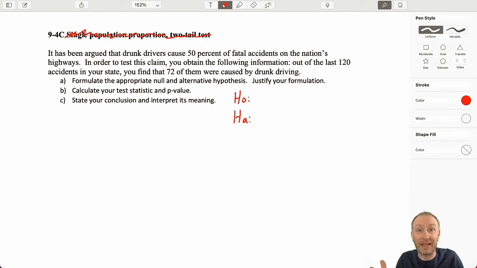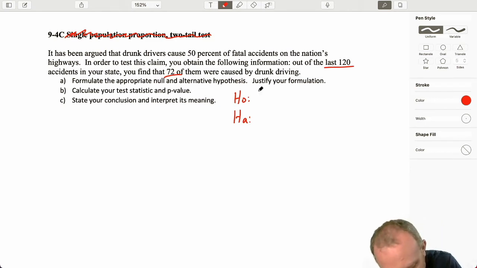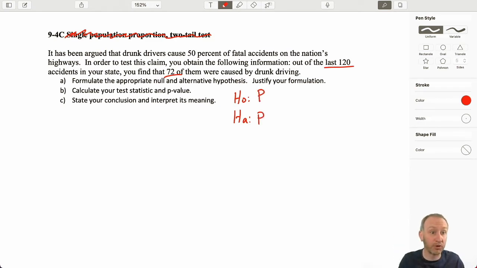When I look at this problem, I can see that it's describing a proportion. It's saying out of 120, 72 met that criteria, whatever criteria we're testing. In this case, we're testing the proportion of drunk drivers. So it's a yes or no. Out of those 120, 72 of them, yes, were caused by drunk driving. The remainder were no, not by drunk driving. Just by looking at that data, I can see 72 out of the 120. So that's telling me that I'm testing a proportion.